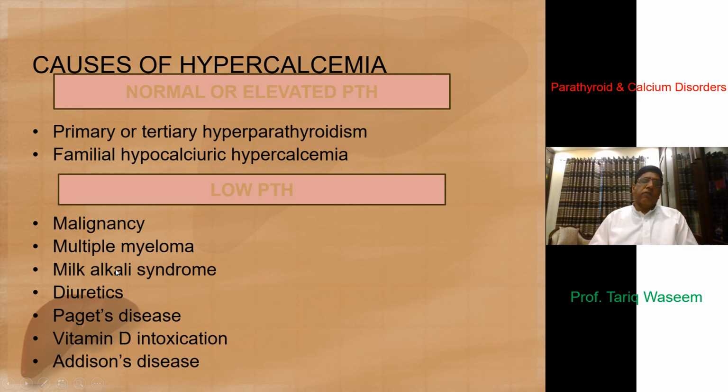Increased intake of milk and alkali, resulting in more calcium being absorbed from the gut, is milk alkali syndrome. Certain diuretics like thiazide diuretics can lead on to more reabsorption of the calcium, and it can result in hypercalcemia. Paget's disease is another one where there is an increased sensitivity of the bone, and there is an increased bone calcium release. Excessive intake of vitamin D can also result in hypercalcemia, and sometimes Addison disease is also associated with some lack of effect of the parathormone, and can lead on to hypercalcemia.